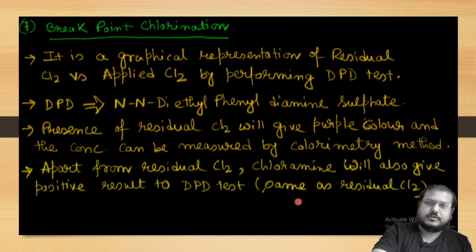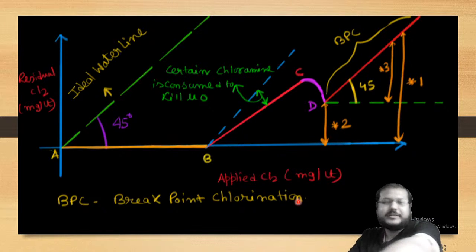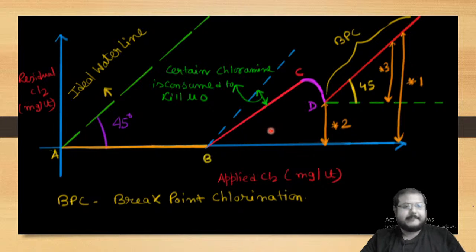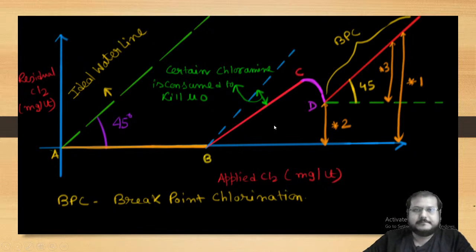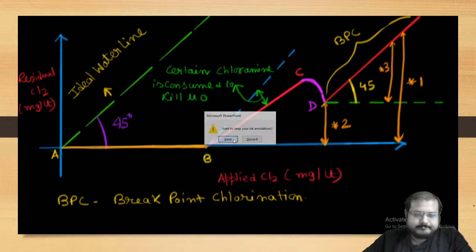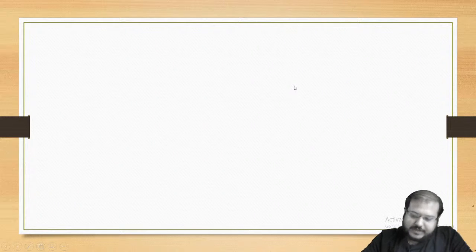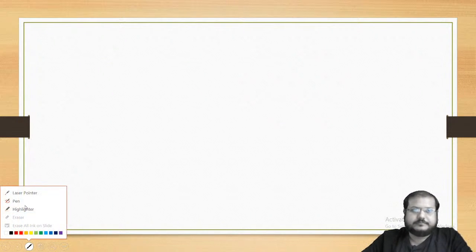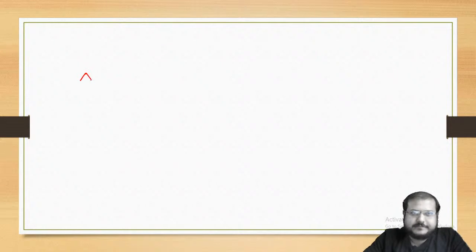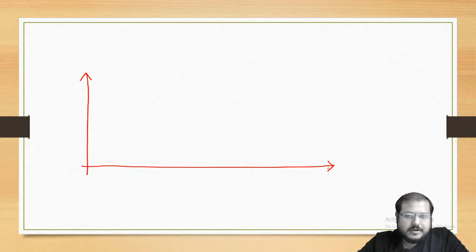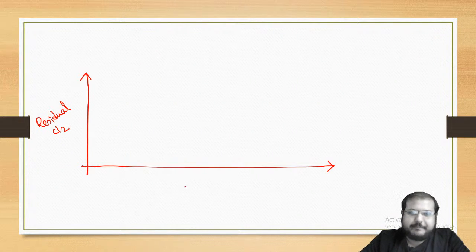Clear? Now, don't go for the fourth point. Coming to this plot, forget about the right side part, forget about this segment right now. So there is a y-axis and an x-axis, nothing else. On the y-axis there is residual chlorine. On the x-axis there is applied chlorine.